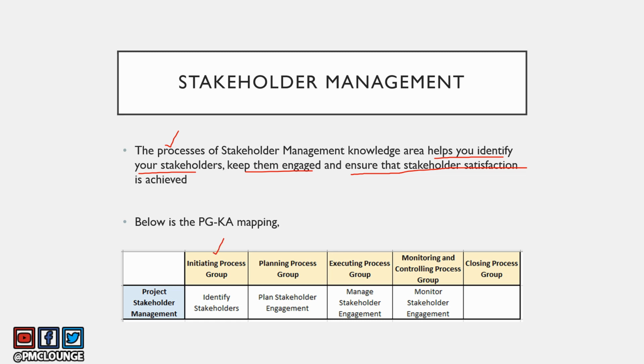The initiating process group process is known as identify stakeholders. Then you've got planning process group. The process is called plan stakeholder engagement. Executing process group, you've got manage stakeholder engagement. Monitoring and controlling process group, you've got monitor stakeholder engagement. So these are the four processes of stakeholder management knowledge area. We will take a quick look at all these four processes. It is going to be very brief, and we will definitely have videos that are going to explain these processes in an elaborate manner later on.